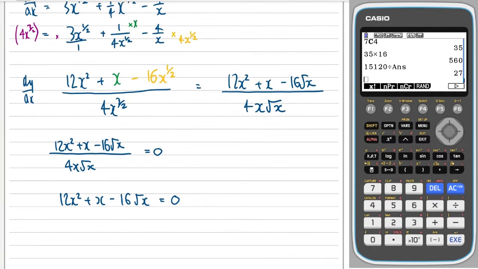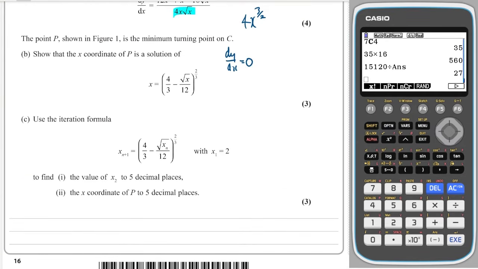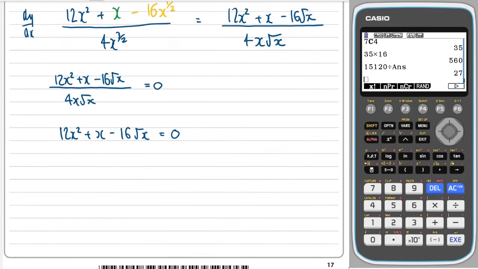And I'm going to at some point need to divide through here root x by 12. I'm going to have to divide through by 12, and also I'm going to have to take the reciprocal of this power. So I'll show you what I mean. I want this to be x equals 4/3 minus root x over 12 to the power of 2/3. Well, if for example I have x squared equals 9, then in order for me to convert this into x equals, I need to take the reciprocal power on that side.